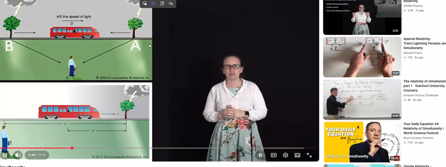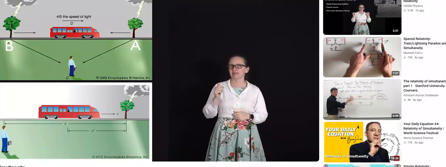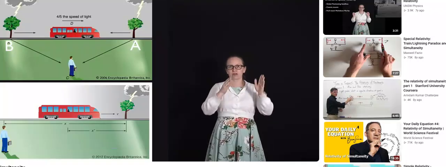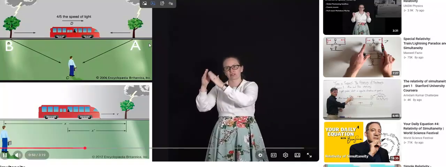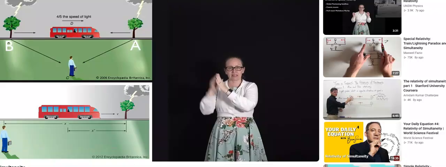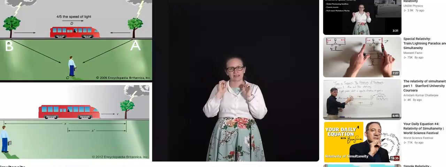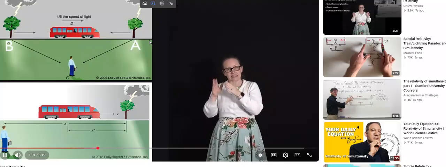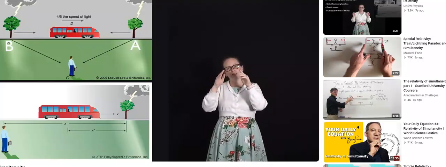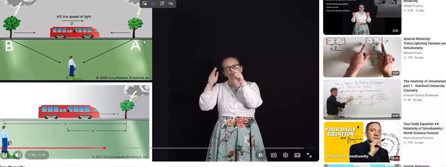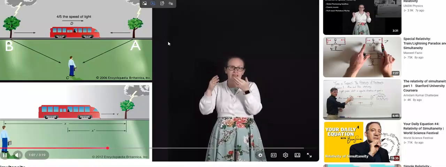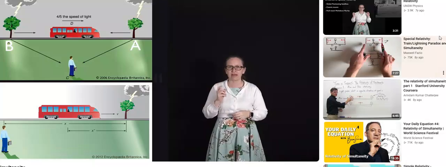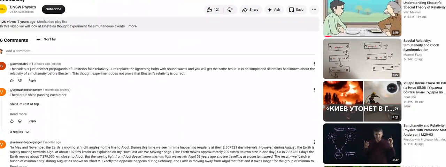So the passenger sees the light from point A arrive to him first because he's moving towards that point, and so catches up to the light as it's traveling towards him. And he sees the light from point B arrive at him second because he is moving away from point B, and so the light has to travel a little bit of extra distance to compensate for this.